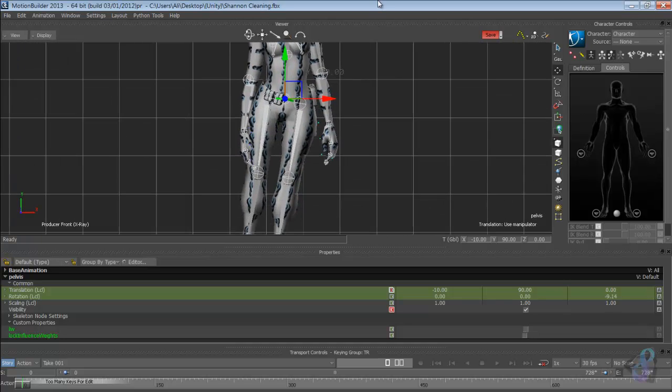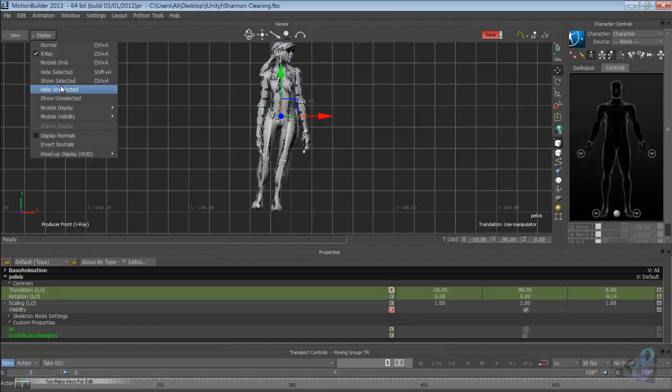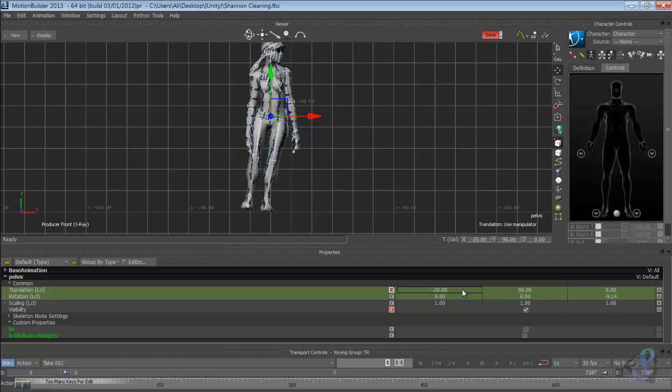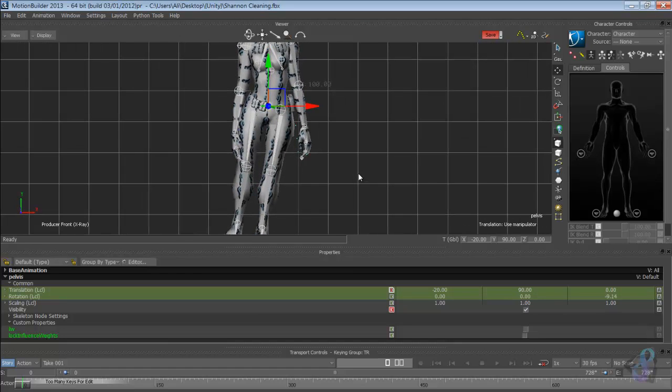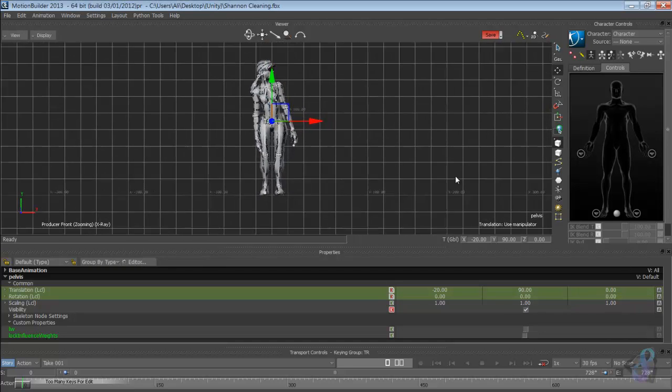Still not in the position. And please X-ray and can't I have wireframe somewhere? Where was it? Anyway, -20. And I think we are in center now. And zero out the rotation. Yep, we are in center, okay?